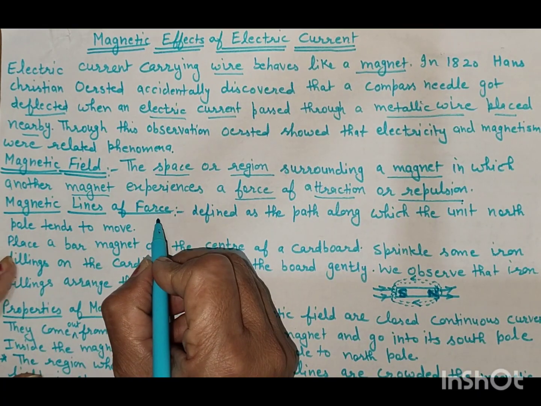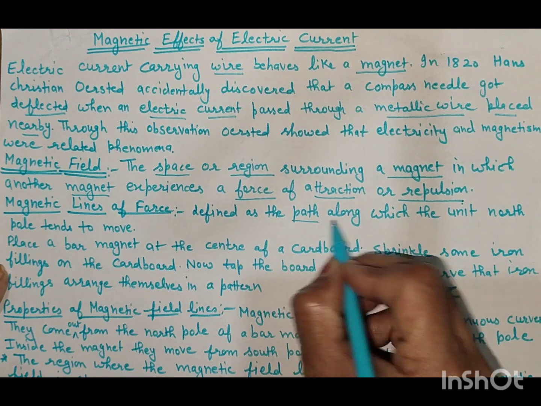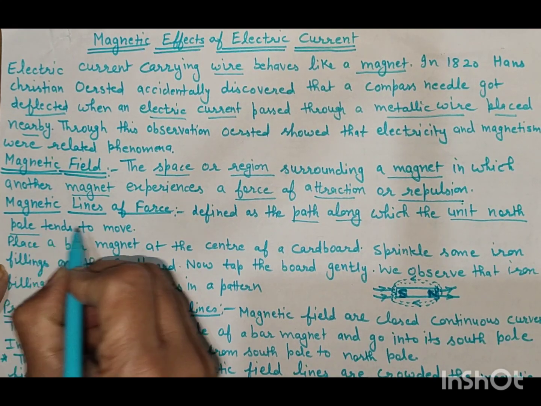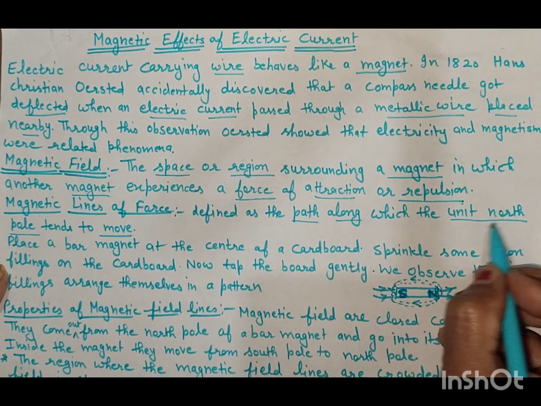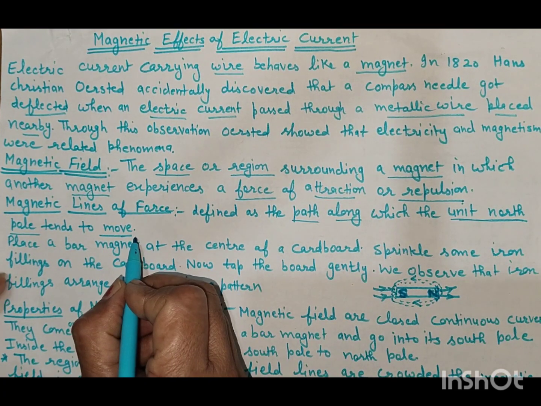Magnetic line of force is defined as the path along which the unit north pole tends to move.